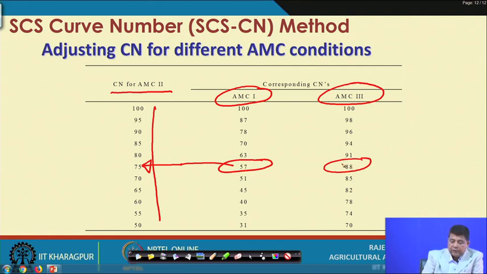So, obviously AMC1 means lesser rainfall, that means lesser runoff, that means the curve number value will be lower than AMC2 condition, whereas in AMC3 the rainfall magnitude is higher, that means more runoff could be expected, and that is why the curve number value is high as compared to AMC2. So, again we see that higher curve number means higher magnitude of runoff.